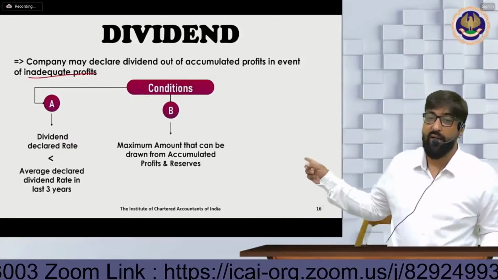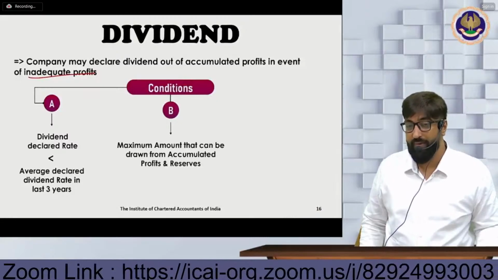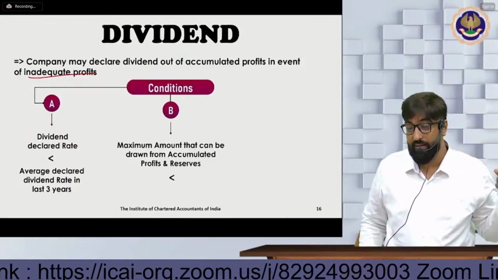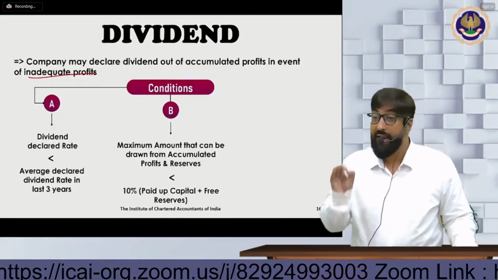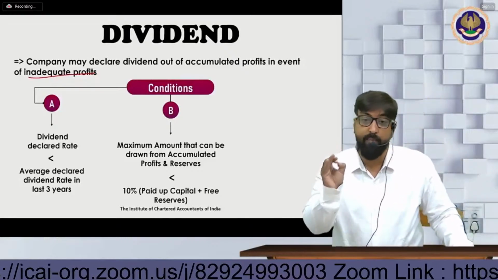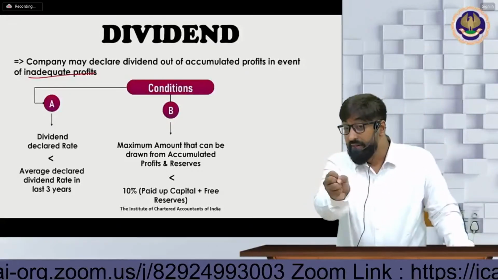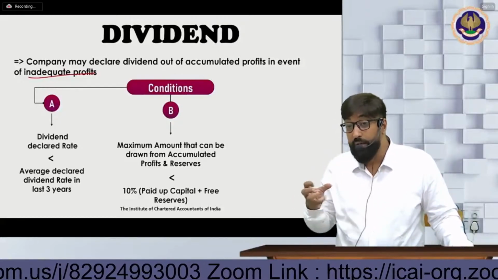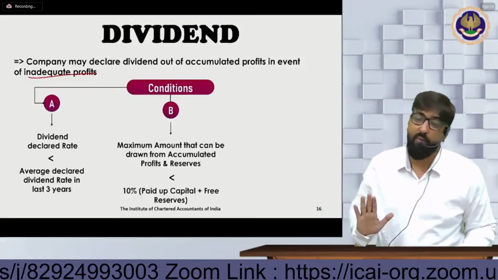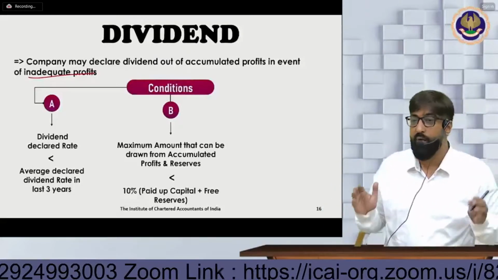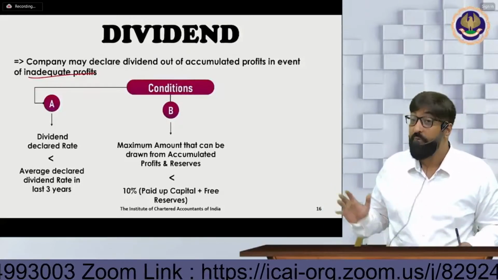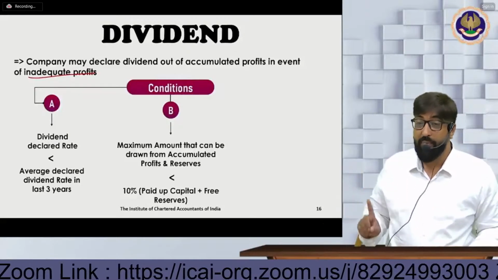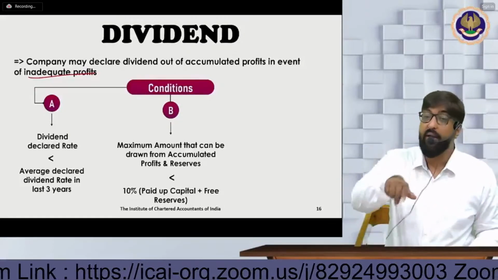Second, the maximum amount that can be drawn from the accumulated profits and reserves. The amount drawn from the accumulated profits and reserves must be less than 10% of paid up capital plus free reserves. See, there is a restriction on the amount to be drawn. What is the maximum amount? Whatever reserves and surplus you have, only free reserves. The revaluation reserve you are not going to consider over here. On the paid up capital, you will take 10%.